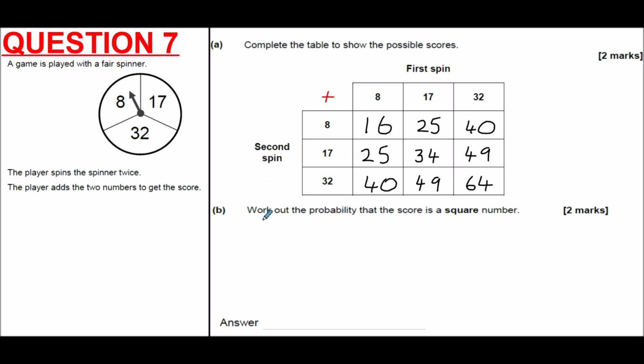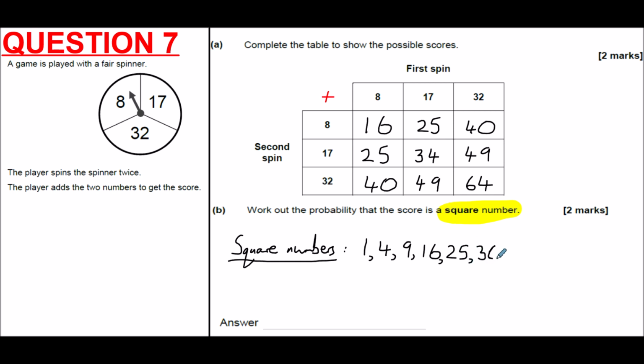And part B, we need to work out the probability that the score is a square number. So we need to just remind ourselves what square numbers are. Square numbers are numbers we get if we take a whole number and multiply it by itself. So the first square number is 1 times 1, which is 1. The second square number, 2 times 2, which is 4. 3 times 3 is 9. 4 squared, 4 times 4 is 16. 5 squared, 5 times 5 is 25. And just keep going on.